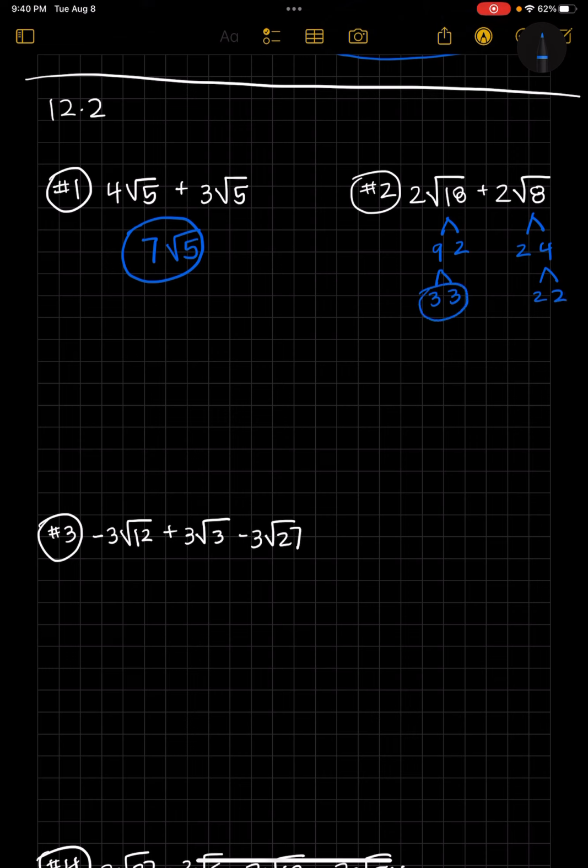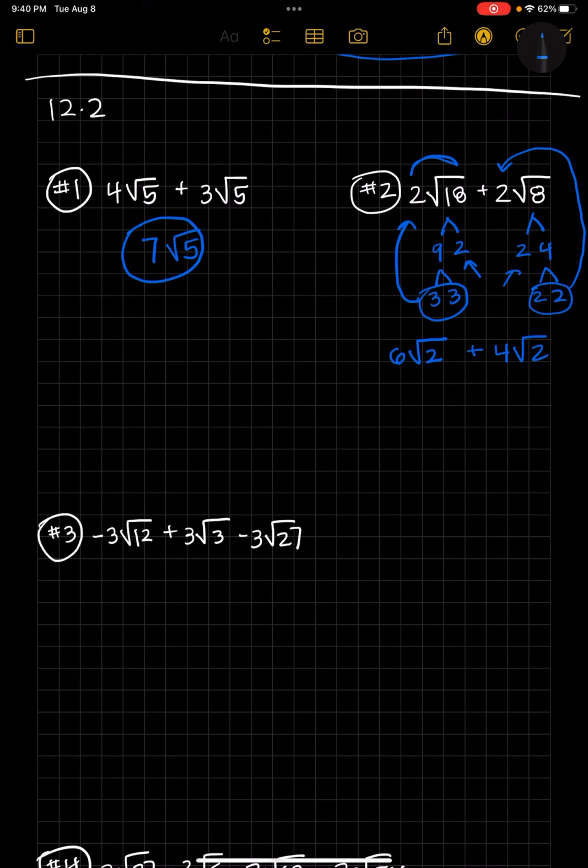I circle my pair of 3's right there, which means it pops out. So I would have 2 times 3 on the outside, which would be 6 square root 2. So this whole thing changed to 6 square root 2 because I did this pair of 3's times this 2, which was already there. 3 times 2 is 6, and then this 2 got left on the inside. And for the 2 square root 8, I have a pair of 2's right here. So I'm going to do this pair of 2's times this 2, which gives me 4, and then square root of 2 because this 2 is left out.